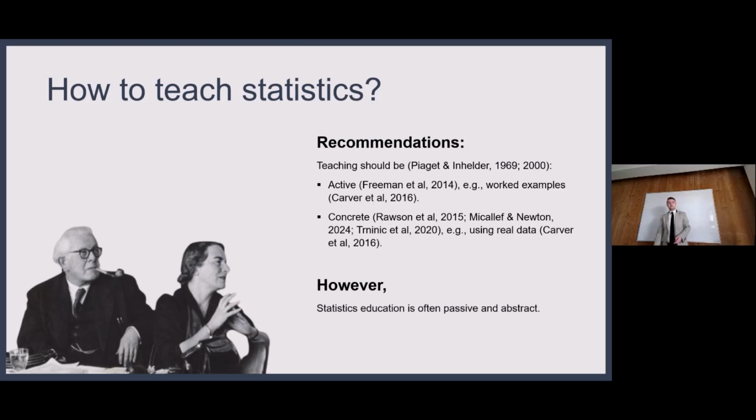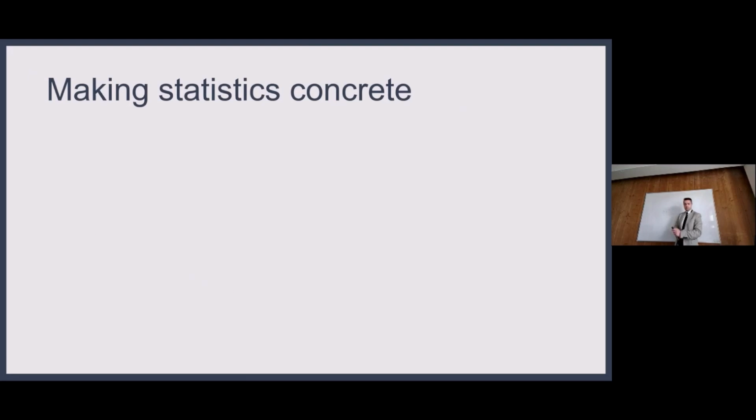The problem is often that's not how statistics is taught. How it's often taught instead is that the lecturer gives you many equations, so let's say 50 minutes straight, and then at the end maybe you get a little bit of homework to do a calculation at the end of it. The opposite of what it should be. Well, how would you make statistics concrete?